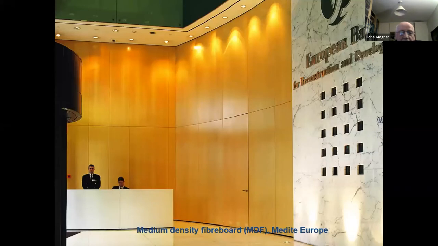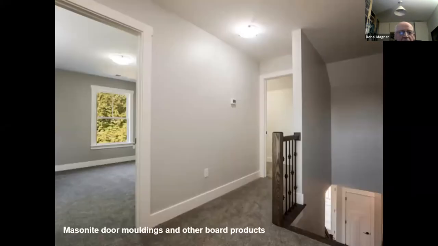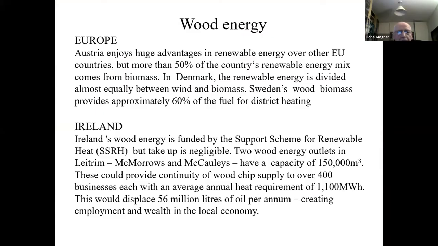For example, this is medium density fiberboard. This is oriented strand board. And masonite, which is up in, both of those mills are owned now by Quilter, whereas the big mill in Carrick-on-Shannon is the masonite mill, which makes mainly door moldings, but other products as well.